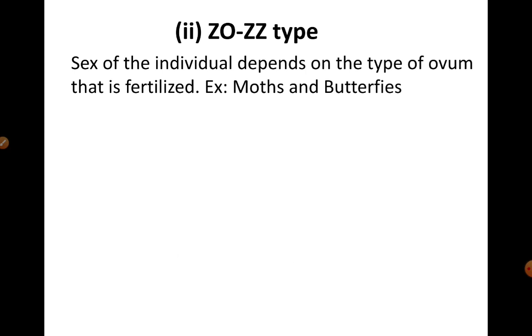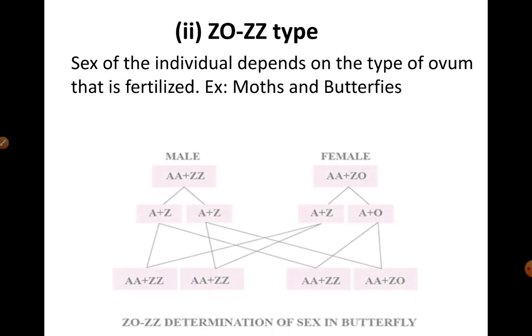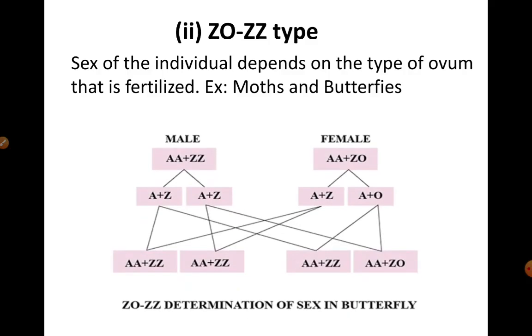In ZO and ZZ type, here also the sex of the individual depends on the type of ovum that is fertilized, and such kind of examples you see in some butterflies and moths. Here the females will have odd sex chromosomes because they are heterogametic. One of the haploid gametes produced by the female will have autosomes and a Z chromosome, while the other haploid gamete produced by the female will show only one set of autosomes and lacks the other sex chromosome. The other sex chromosome here will remain absent, and hence we represent it as O.